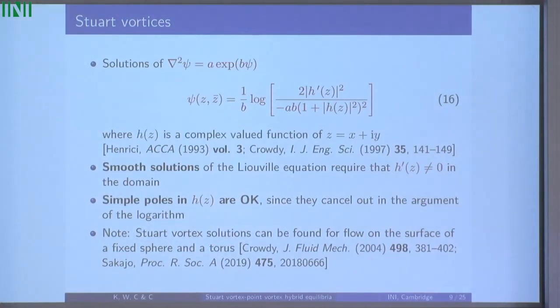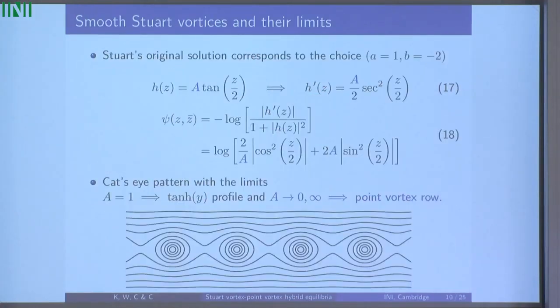Another observation to make here is that simple poles in h, not h prime, h, are okay because you have a fourth power here and a second power in h prime there, so the simple poles in h cancel out, and therefore they are okay. And just a quick note that this is on the plane, but you can also do it on a sphere, and more recently Takashi has worked it out on a torus, and you have to modify it to work on those geometries, but it will work. But that's not something that we'll be concerned about today.